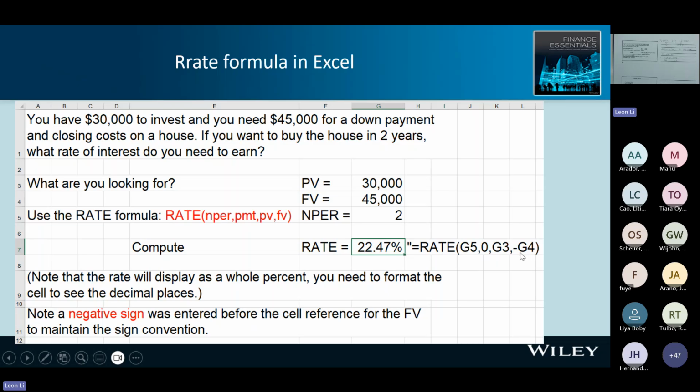The idea is here, PV and FV will have opposite signs, right? One is positive, the other one will be negative. It's a sign convention, right? If you don't do so, Excel will give you the wrong answer. I mean, for the I, it will tell you it is unable to calculate the variable, right? So PV and FV, please remember, you have to add a negative sign to either one of them, either PV or FV. Okay.